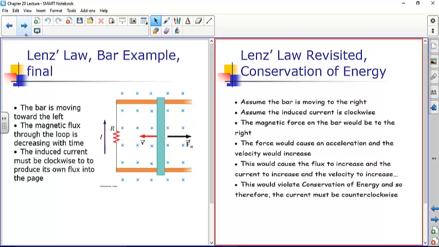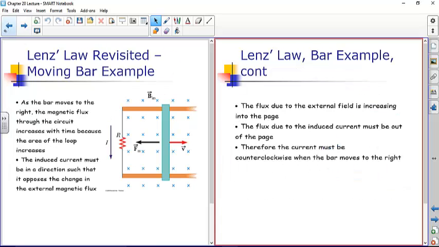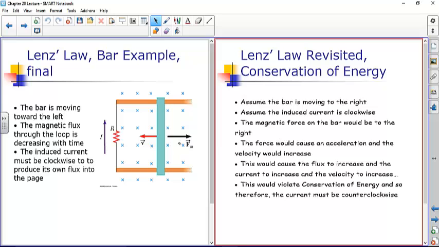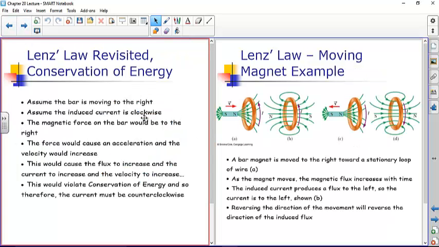Now you can also look at Lenz's law from a conservation of energy standpoint. So let's walk through this. It says, assuming the bar is moving to the right, so we're pulling on it, assume the induced current is clockwise. Actually, it's going to be going the other way, but they're using a counter argument. Assuming that the current flows clockwise, the magnetic force on the bar would be to the right. Just looking at this velocity, I'm not sure why. I think this goes to the previous problem. If you push it the other way, the current would switch the other way around. Okay, I think this is just another way of explaining it.